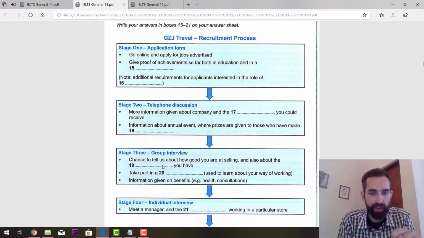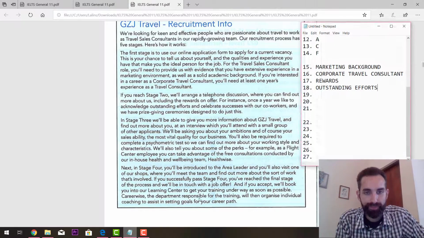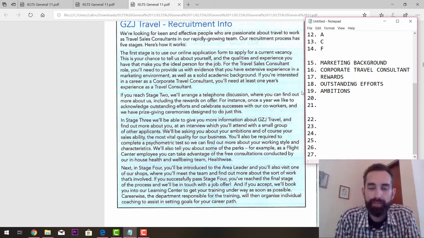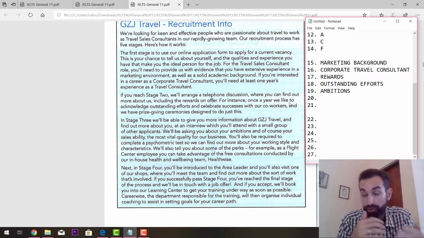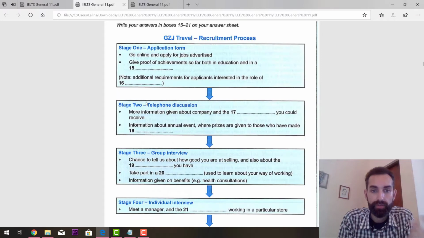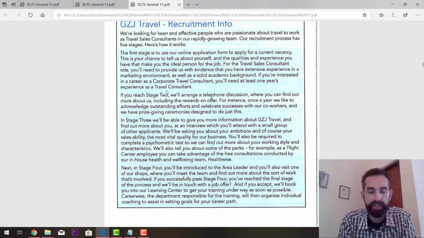So this is the chance to tell us about how good you are at selling. That's sales ability. So that was mentioned. And also about what else was mentioned? Ambitions. So that's the answer to 19. Your ambitions. Because they want to know about your sales ability, how good you are at selling, and the other thing they want to know is about your ambitions, the ambitions you have. So yeah, that is 19. So now we're looking for something you take part in. Take part in. That means something you're involved in.